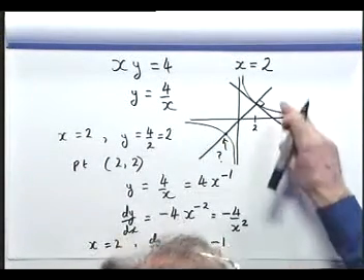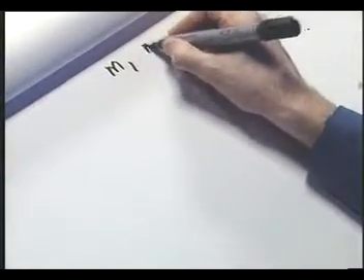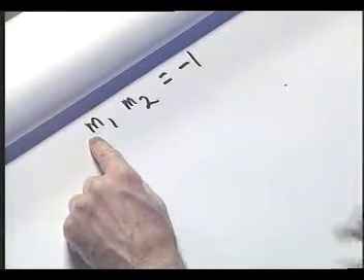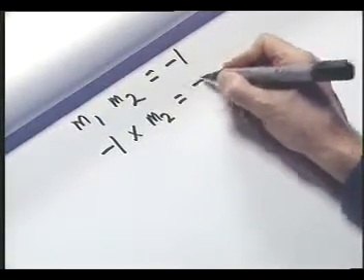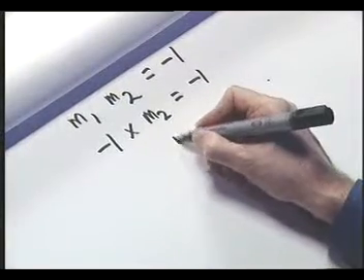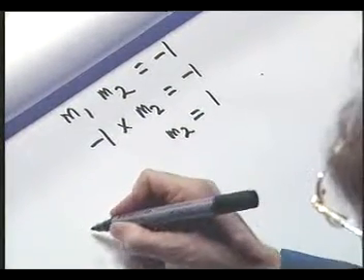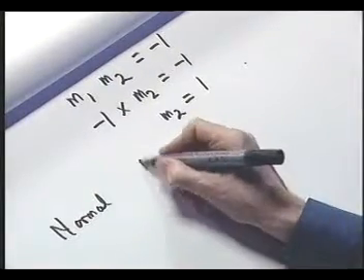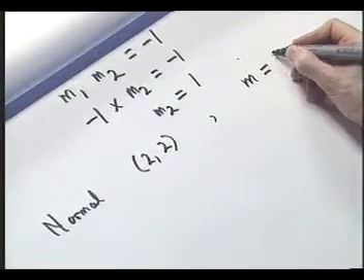And remember, tangent and normal are at right angles. So for two lines at right angles, m1 times m2 is minus 1. I know the value of this, it's minus 1 times m2 equals minus 1. And the only number m2 can be there is 1. So now I have, for the normal, I want its equation. I've got the point that it goes through, which is (2, 2), and I've got its gradient, which is 1.